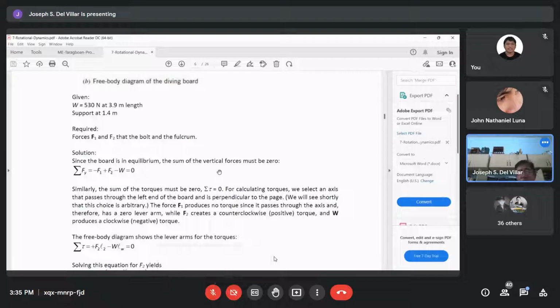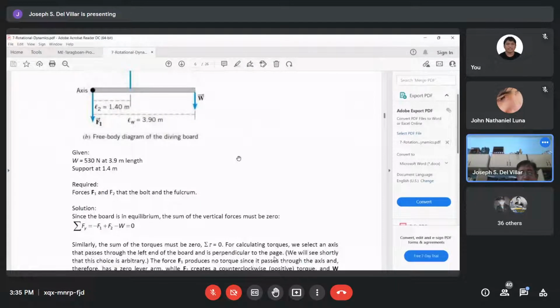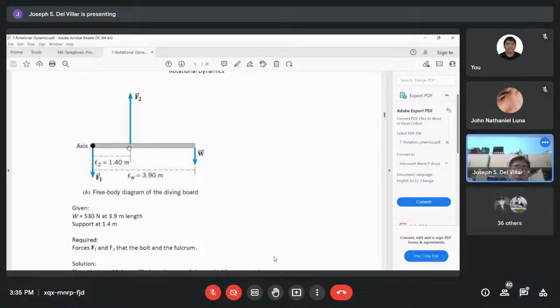So what do you want to be the axis of rotation or the pivot point? For example, the fulcrum. So this is our pivot point. What can you say about the torque produced by F2? Anybody? Zero. Zero, sir. Why zero? Because the lever arm has zero length. So it has no lever arm.